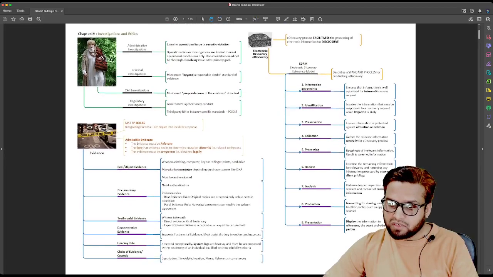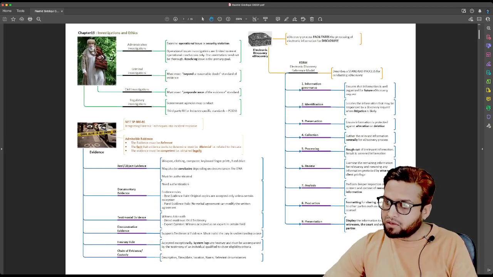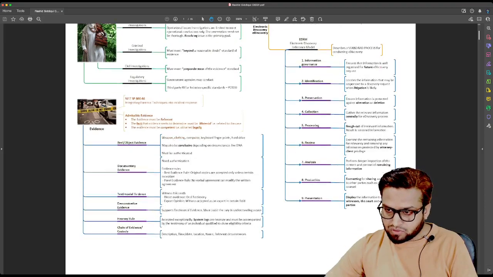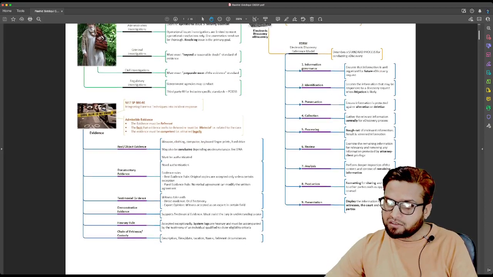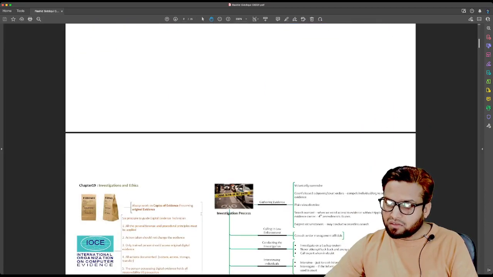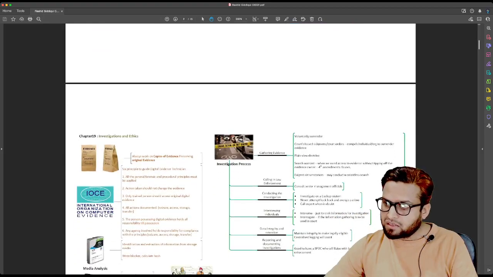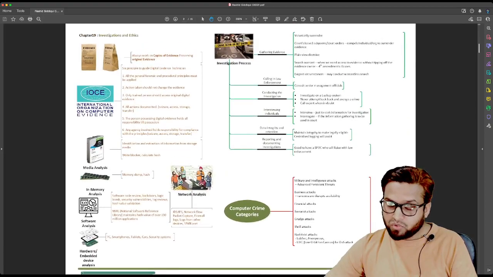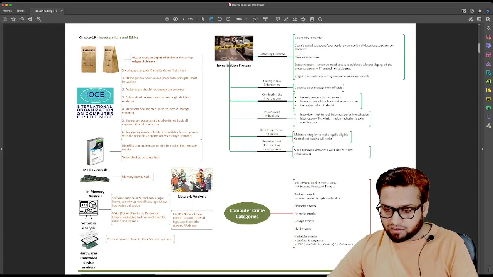In investigation and ethics, we have discussed eDiscovery, and we have discussed the types of evidence. Now we will go further and see some other terms: investigation processes, computer crime categories, and the (ISC)² code of conduct. I think I will take that in a different video.